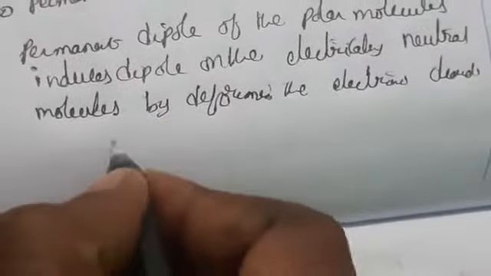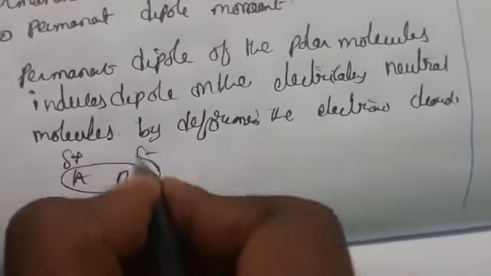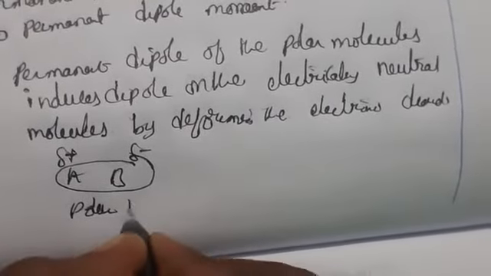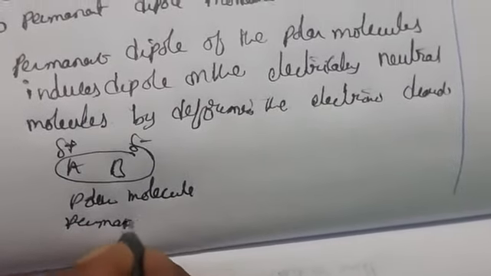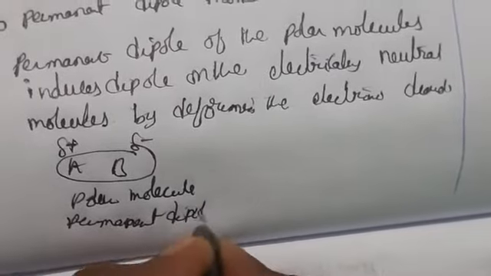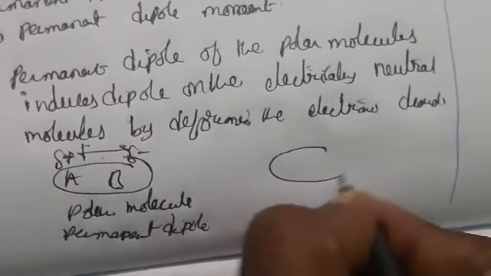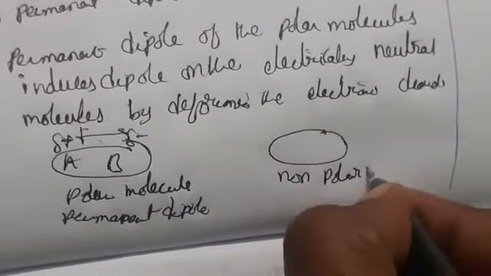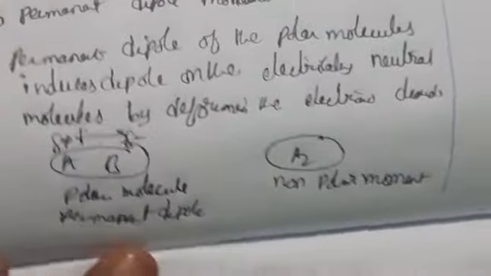If you take a permanent dipole like this, A, B, it gives partially positive and partially negative. So this is a permanent dipole polar molecule. It has a permanent dipole moment. And this is a non-polar molecule. It does not have a dipole moment. For example, if you take A2, this does not have any dipole moment.